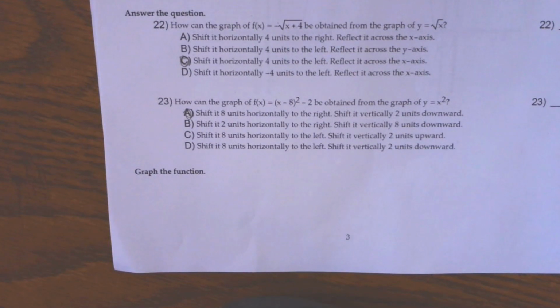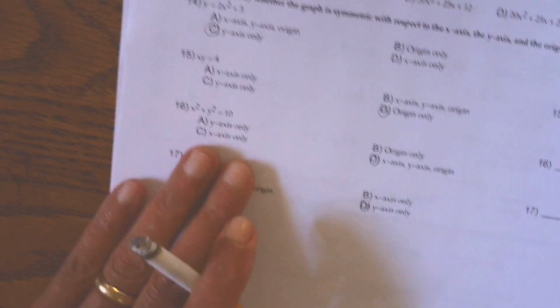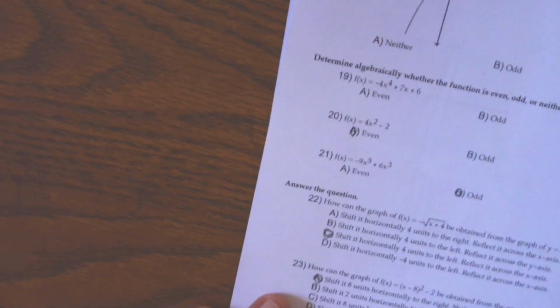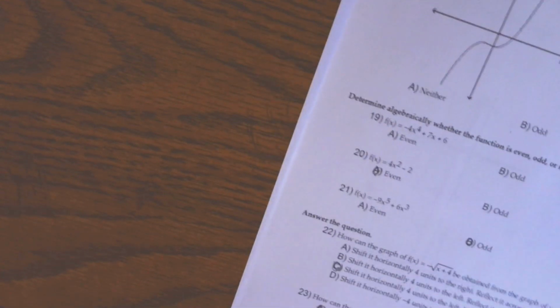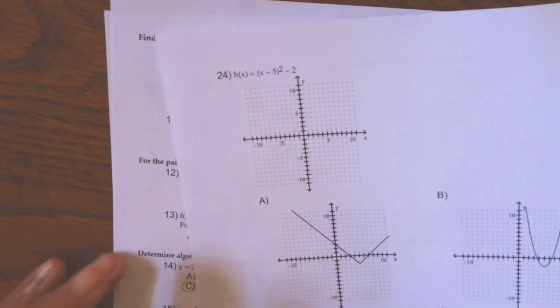These two are incorrect because it's not going to the left, it's going to the right. And this one here said 2 units to the right. It's actually 8 units to the right. So right off the top, B, C, and D didn't make any sense. It had to be letter A. That was 23. And 24 and 25.